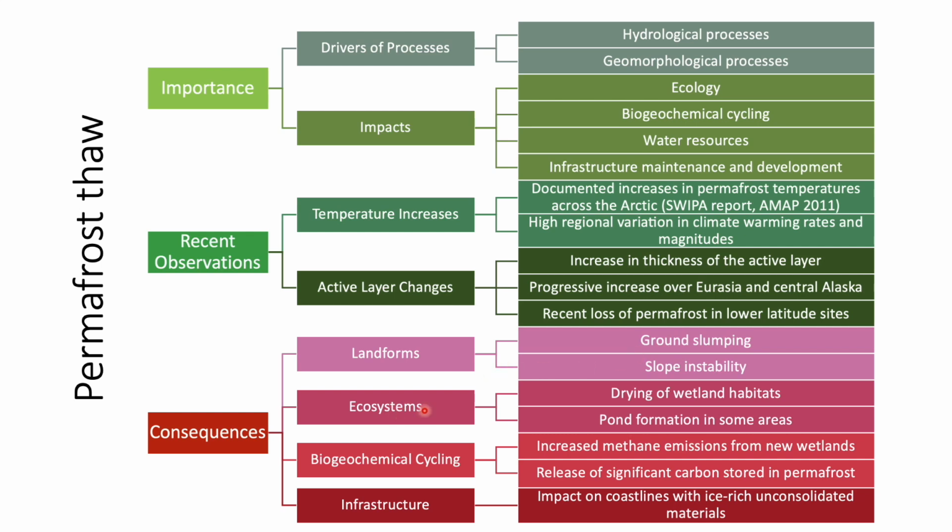And how does it affect the ecosystems? Drying of wetland habitat happens because the wetland becomes dry. That is a major change. And pond formation in some areas, which may be a positive one. In the biogeochemical cycle, it increases the methane emission from new wetlands and also releases a significant amount of carbon stored in permafrost. So this may be a major problem. And with respect to infrastructure, there is an impact on the coastline and on ice-rich unconsolidated materials.